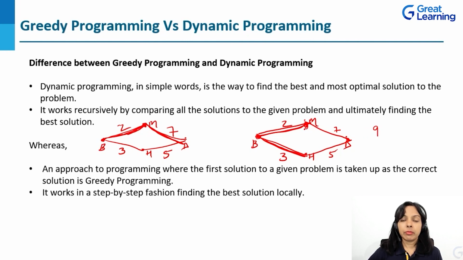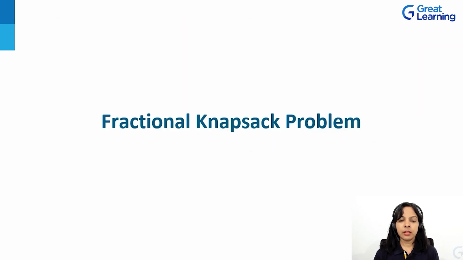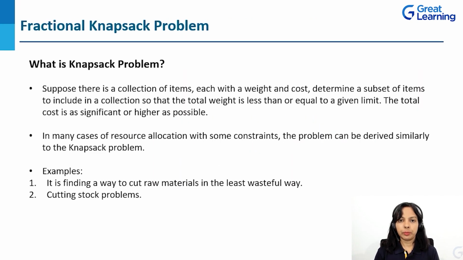But dynamic programming also will consider the previous subproblem solutions, right? So it will check now that, okay, if I would have taken this path, that is 3 plus 5, then what was the total time taken? It was less, that is 8. So dynamic programming will finally give this path as the solution, okay? Not this path, right? So this was the major difference with the example we saw between greedy programming and dynamic programming. Now let's see what is fractional knapsack problem.